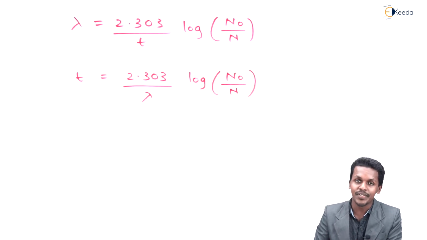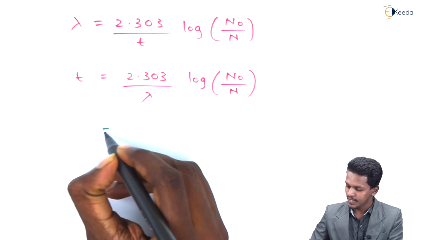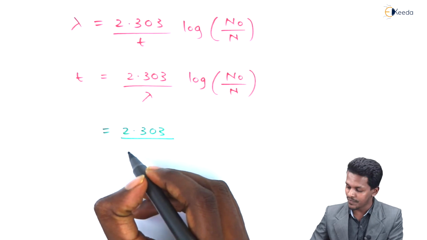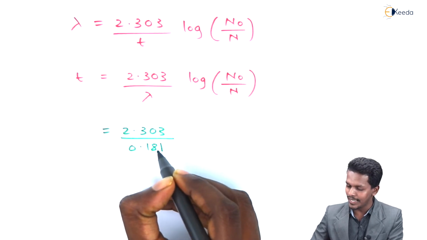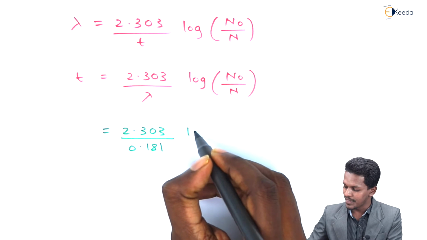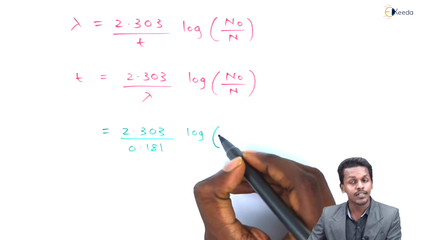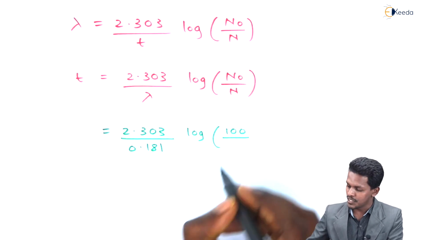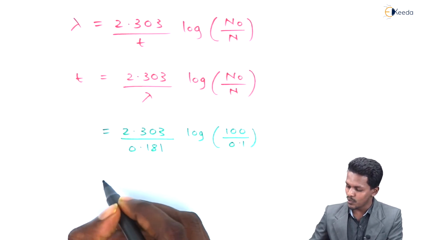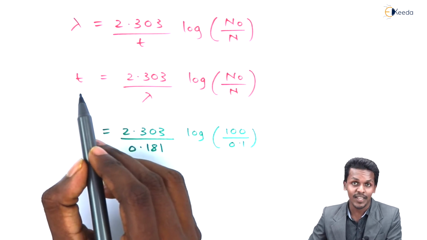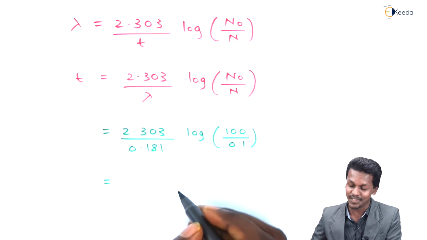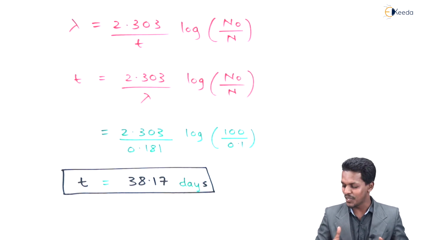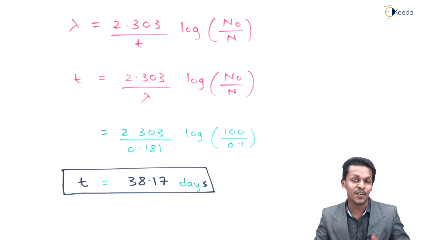So let us substitute the values. We have 2.303 divided by lambda, the decay constant, which is 0.181 day inverse, times log to the base 10 of N naught, which is 100, divided by N, which is 0.1. Let's see what answer we get, and the time in this case will have a unit of days. We get the answer as 38.17 days, and that's it. This is how we can solve this kind of numerical.